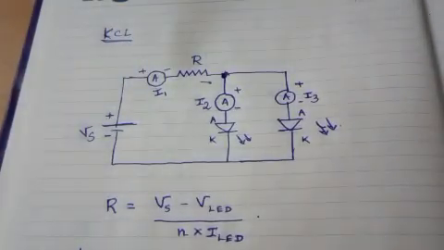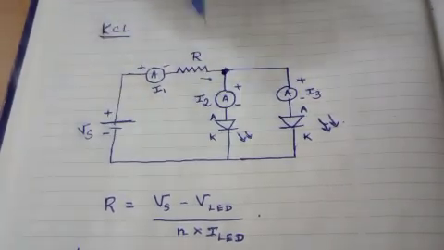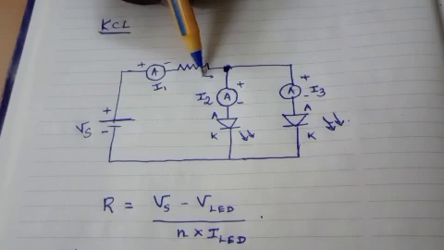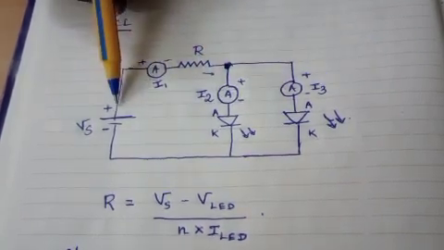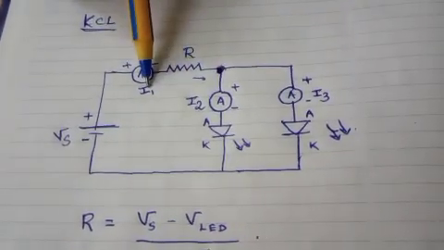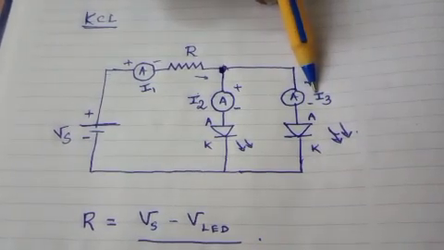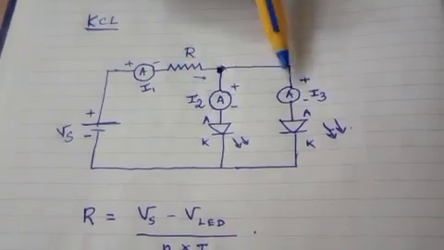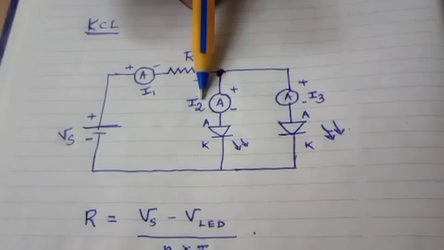So what is Kirchhoff current law? Kirchhoff current law is nothing but, at any junction, and in this circuit this is the junction, the sum of incoming current is always equal to the sum of outgoing current. You can see here the incoming current to this particular junction is I1 and the outgoing currents are I2 as well as I3, right? So as per Kirchhoff current law, I1 must be equal to the summation of I2 plus I3. Now that we are going to verify practically.